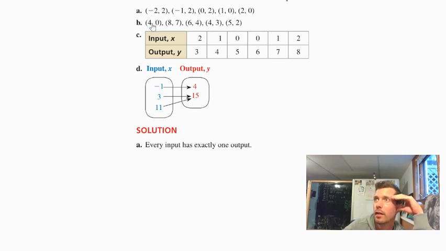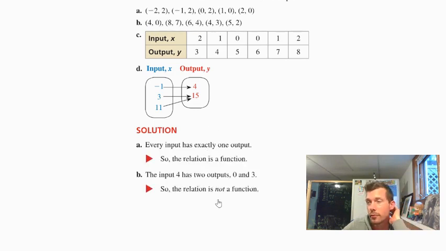So now let's look at the next one, letter B. 4 and 0, 8 and 7, 6 and 4, 4 and 3, and 5 and 2. What do you think? Do you guys think that's a function or just a relation? Well, this would just be a relation because 4 has two outputs. 4 has an output of 0, and 4 also has an output of 3. So we know that letter B is not a function.